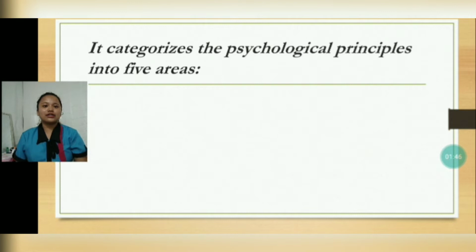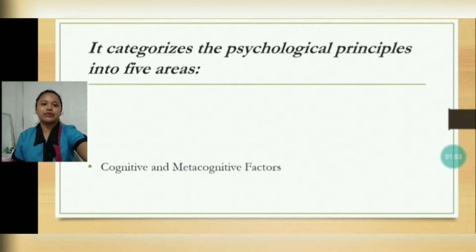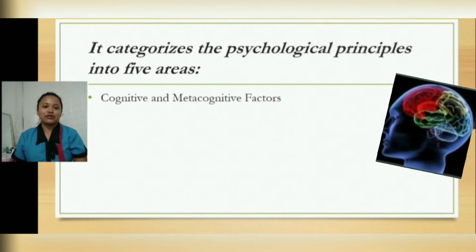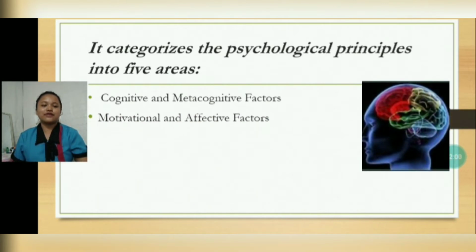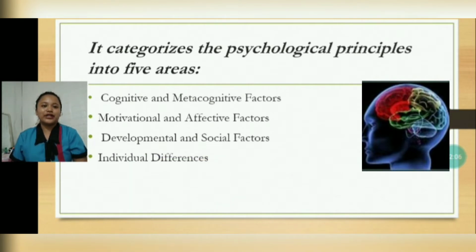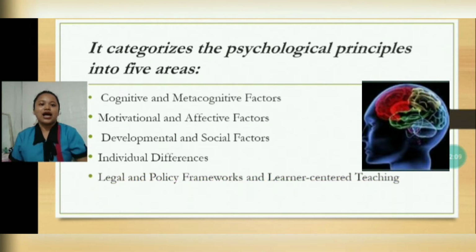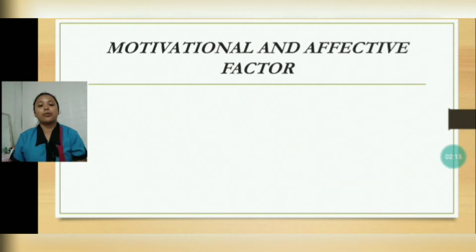So it categorizes the psychological principles into 5 areas. So what are these 5 areas? Cognitive and metacognitive factors, motivational and affective factors, developmental and social factors, individual differences, legal and policy frameworks, and learner-centered teaching. So let's focus on motivational and affective factors.